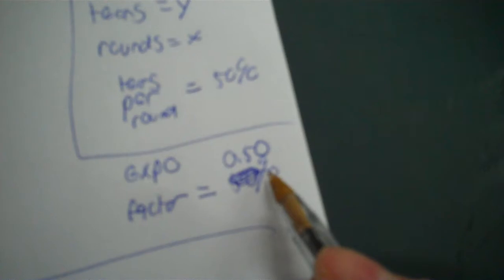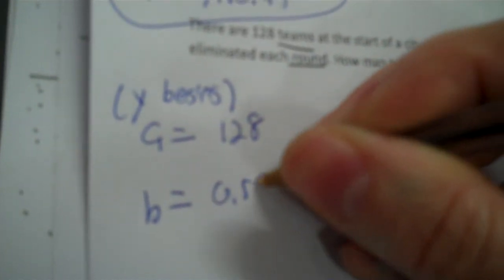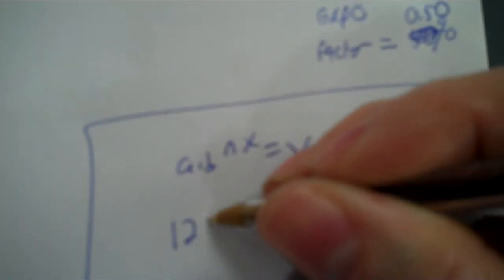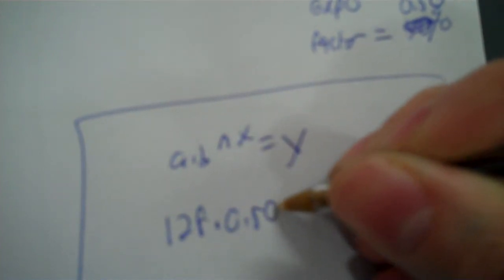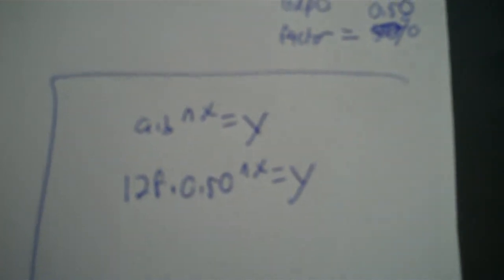Okay, then that tells me I can write my function. A times B to the x power equals y. Here I'll be more specific with what A is. A is where the y begins at, okay? It's where y begins. So y is teams. How many teams do we begin with? 128. That's your A. B is the 0.50. So it's going to be 128 times 0.50 to the x power equals y. Now that's the equation, that's the function, now we solve it.